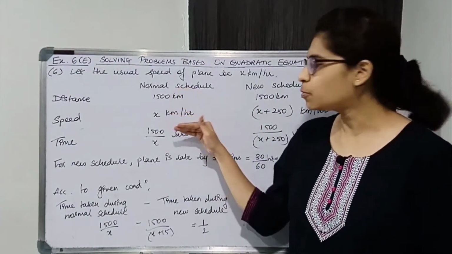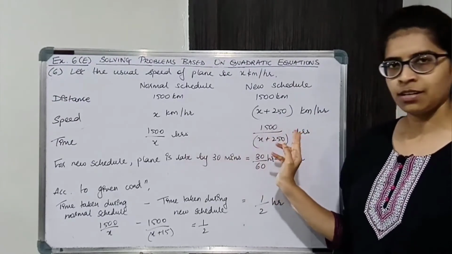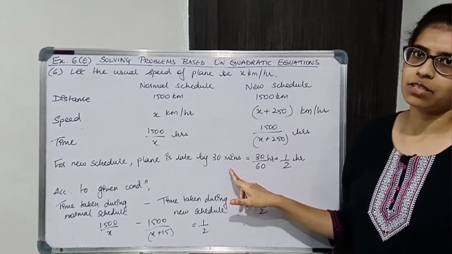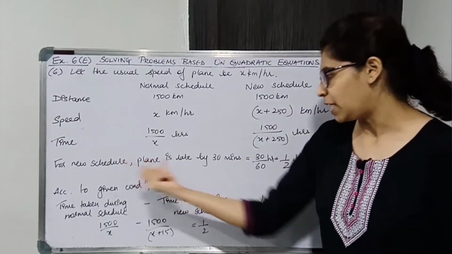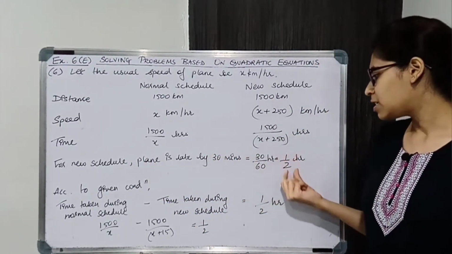Time will be distance upon speed. So distance upon speed, distance upon speed. Okay. Hours. Now for new schedule, plane is late by 30 minutes. So this is given to us. So we'll write it down. 30 minutes is 30 by 60 hours. That is half an hour.